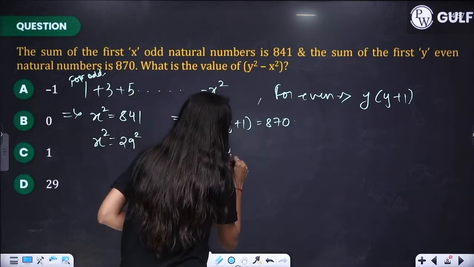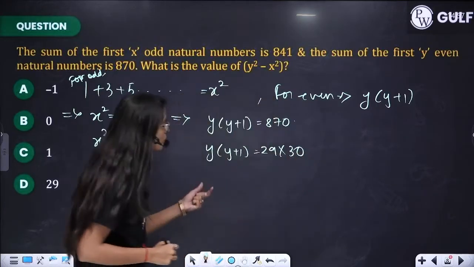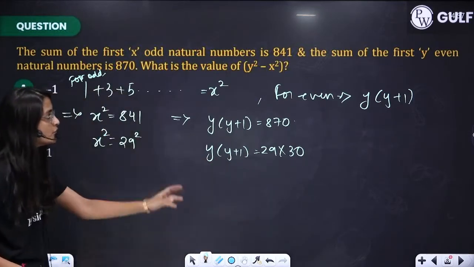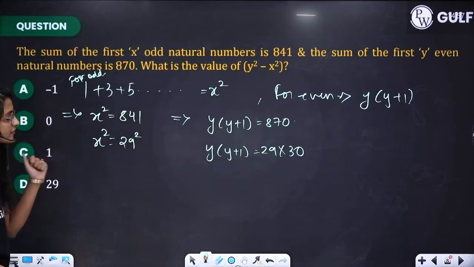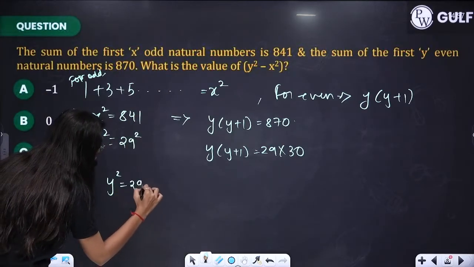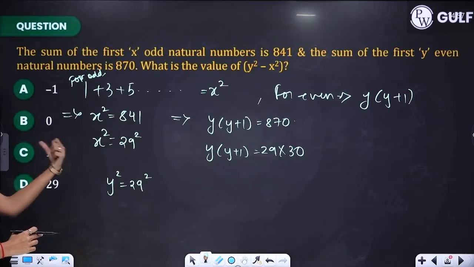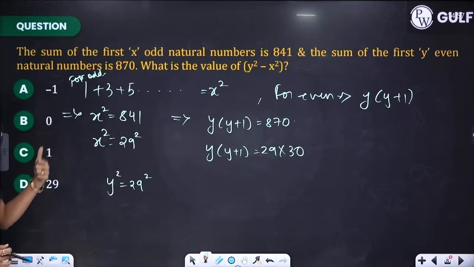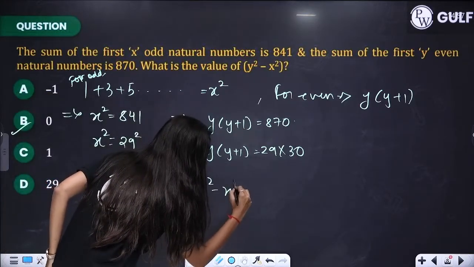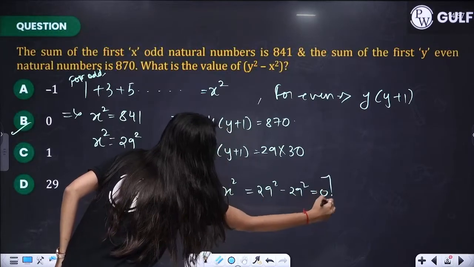So y into y plus 1 is equal to 29 multiplied by 30, where y is equal to 29 and y plus 1 is equal to 30. Therefore I can just take the values of x and y from here and obtain my relation. Y square will be equal to 29 square, and x square I already have. If you subtract both the values, you'll be getting b, which is 0. Y square minus x square is equal to 29 square minus 29 square, 0.